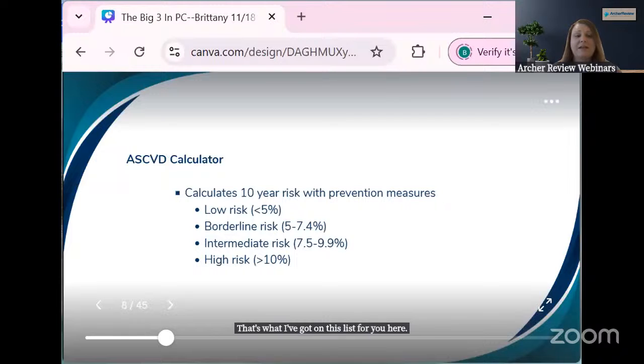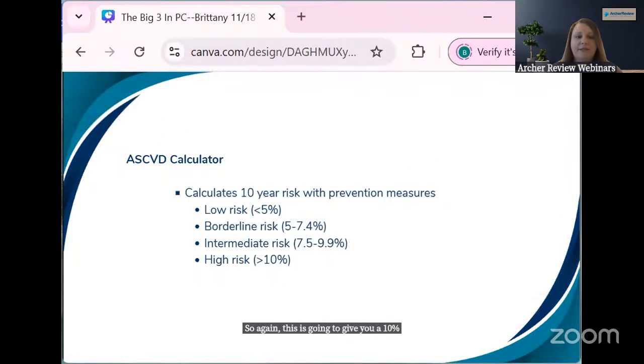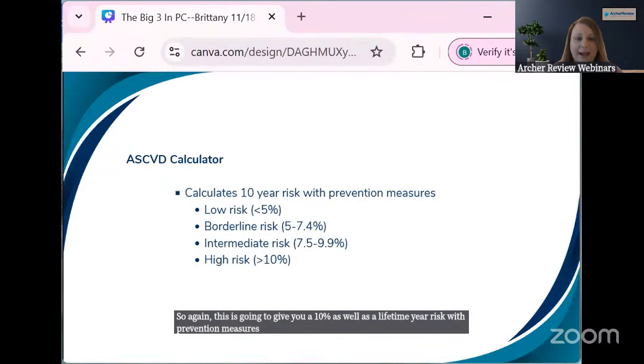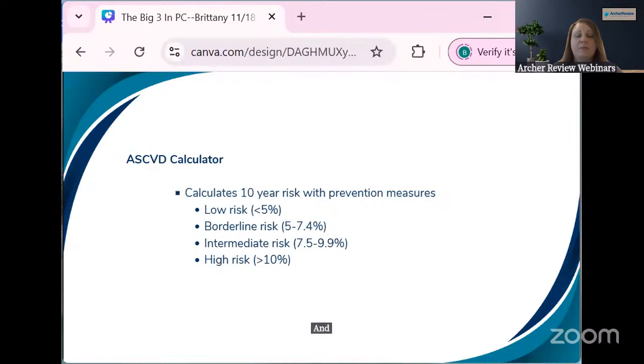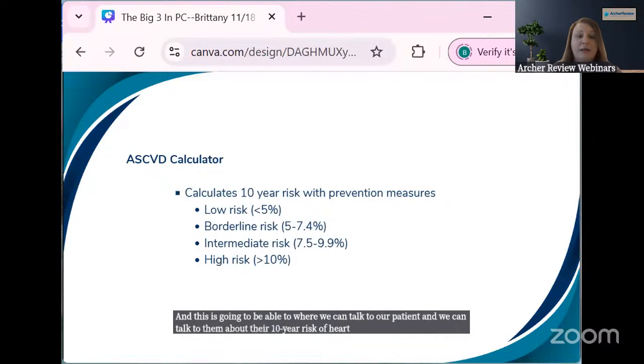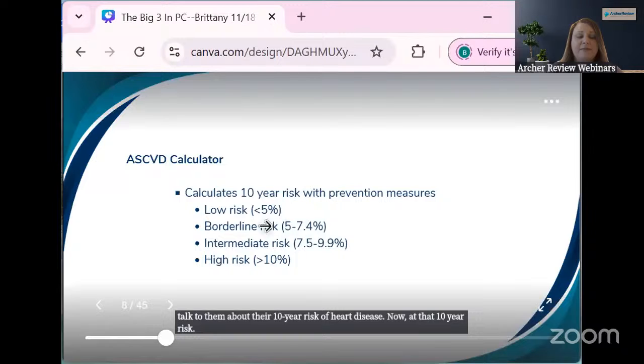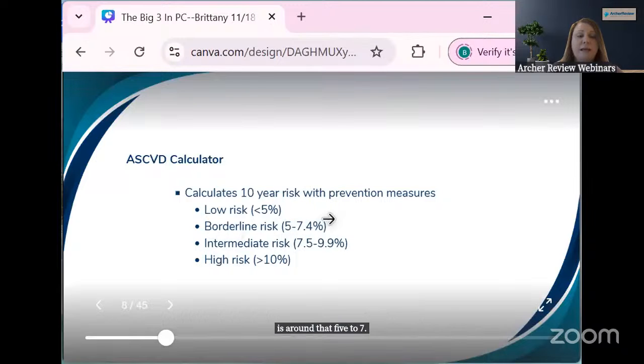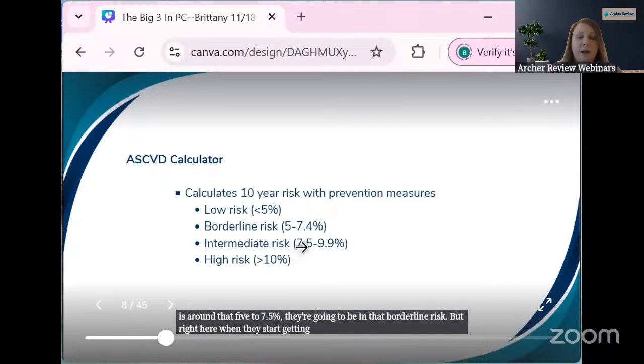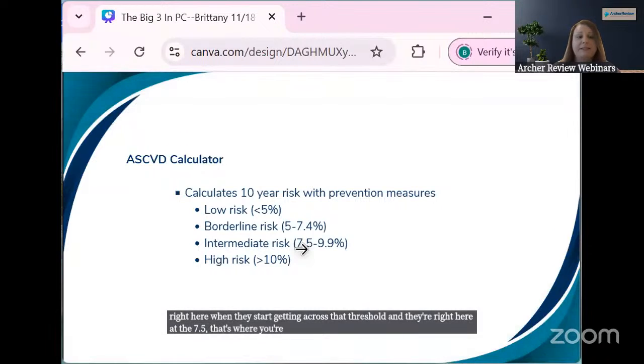So again, this is going to give you a 10-year as well as a lifetime risk with prevention measures. It's going to give you guidance as a tool, and this is going to be where we can talk to our patient about their 10-year risk of heart disease. Now, if that 10-year risk is around 5 to 7.5%, they're going to be in that borderline risk. But when they get across that threshold and they're right at the 7.5, that's where you're automatically going to offer them a statin.